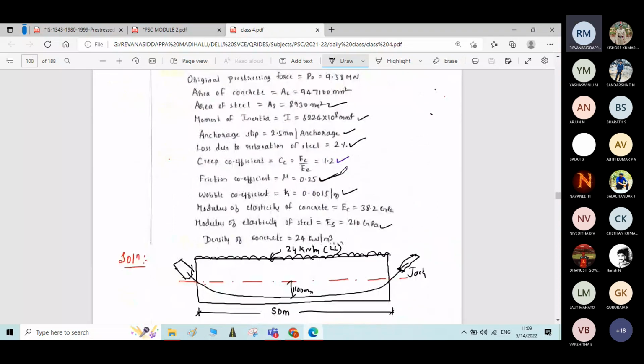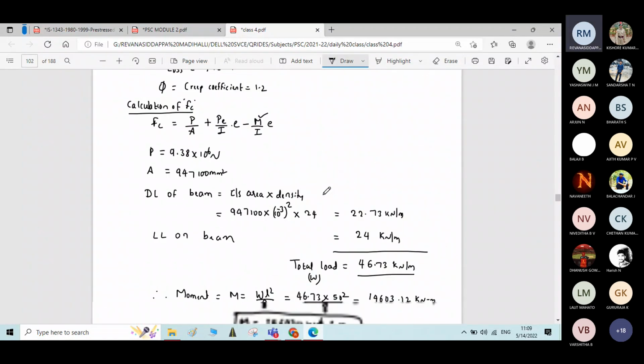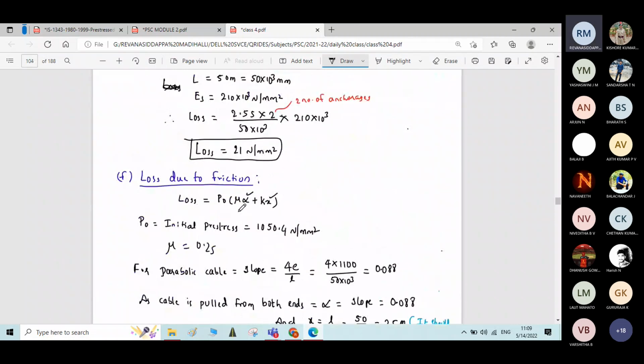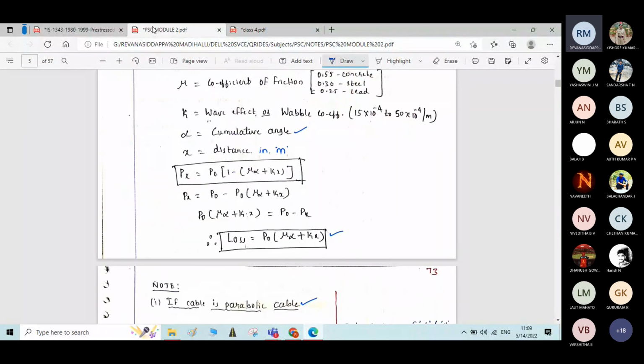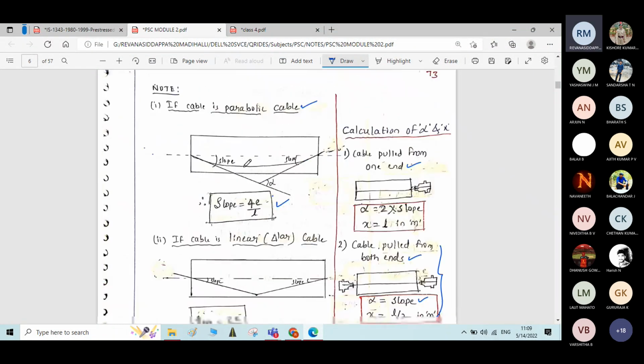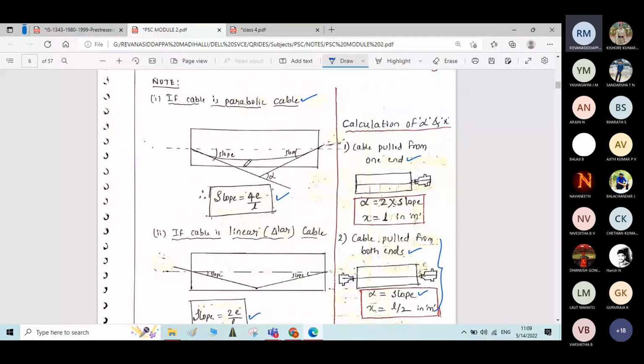Here it is given 0.25. That also I have written. Then next comes the alpha. For calculation of the alpha, here in the notes I have given the guideline. So you just refer to this note so that we can understand how to calculate this alpha.